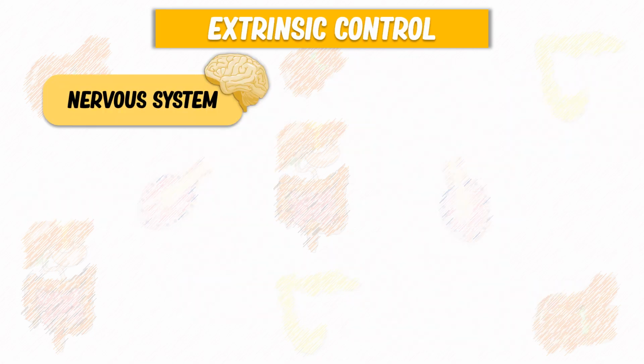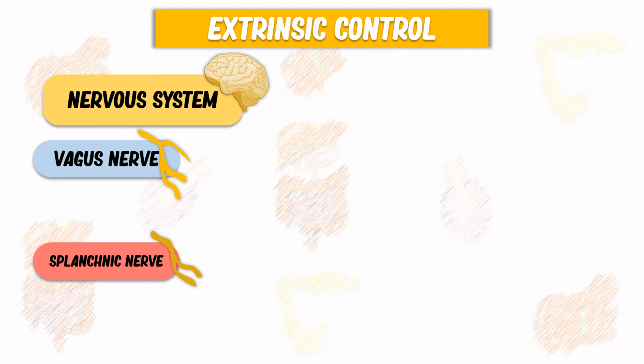Let's start with the extrinsic control. First, the nervous system. The nervous system sends nerve fibers to the gastrointestinal tract, primarily through 2 nerves, the vagus and splanchnic nerves. The vagus nerve has parasympathetic efferent fibers that carry information from the central nervous system to the gastrointestinal tract, and afferent fibers that bring information from the gastrointestinal tract to the CNS.